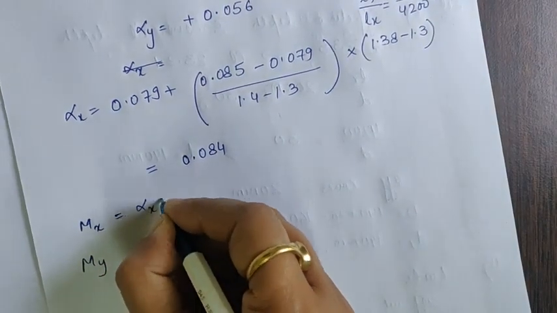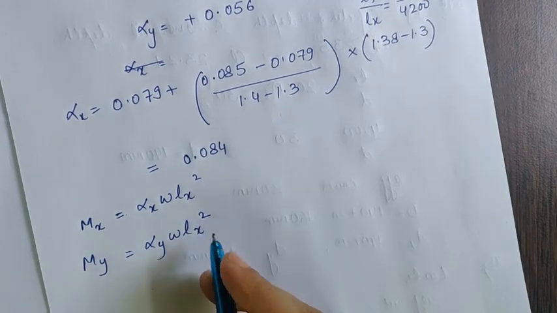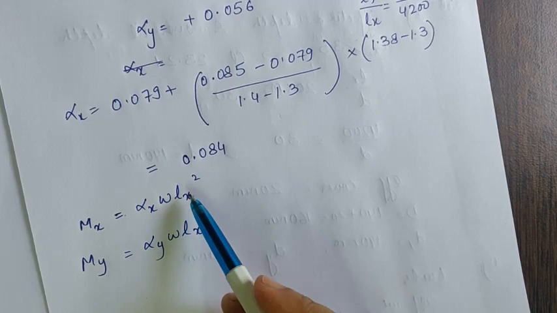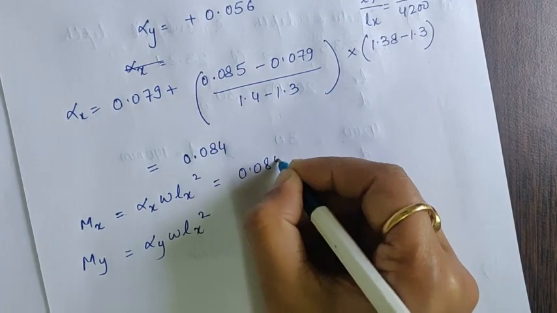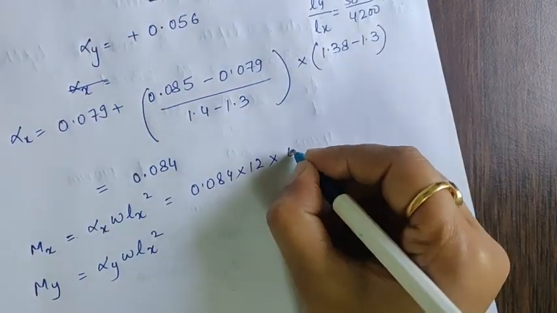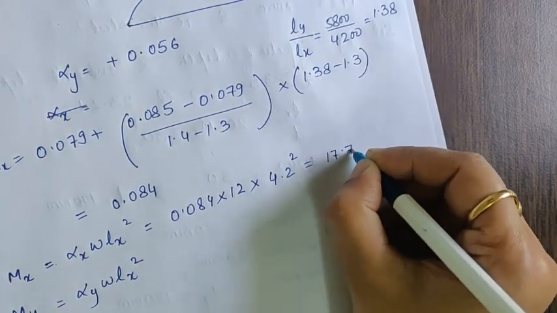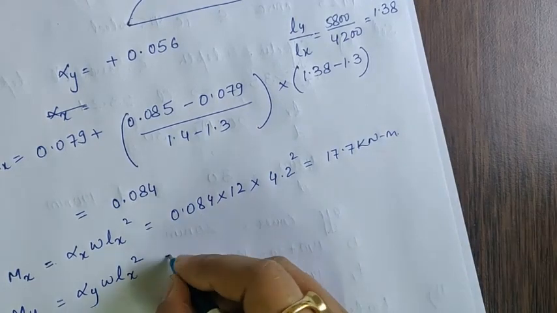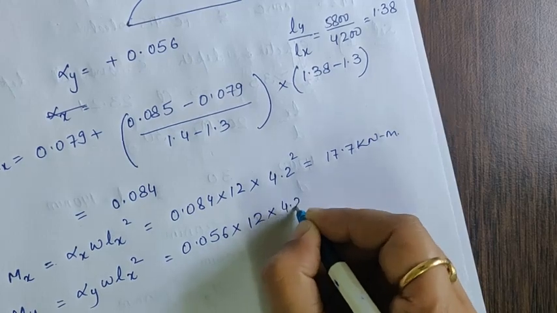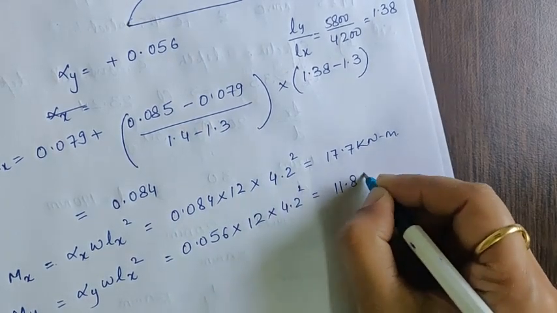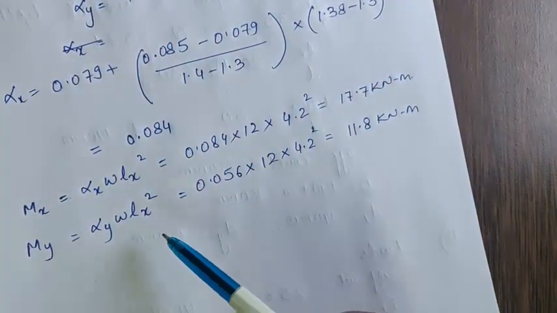Mx will be alpha x w Lx square. This will be alpha y w Lx square only. I am repeating here. Everywhere we will be using the value of Lx. Okay. So this comes out to be 0.084 into 12 into 4.2 square. So this is coming out to be 17.7 kilonewton meter. My value will be 0.056 into 12 into 4.2 square. It is coming out to be 11.8 kilonewton meter. Okay. So the third step is over, getting the moments.